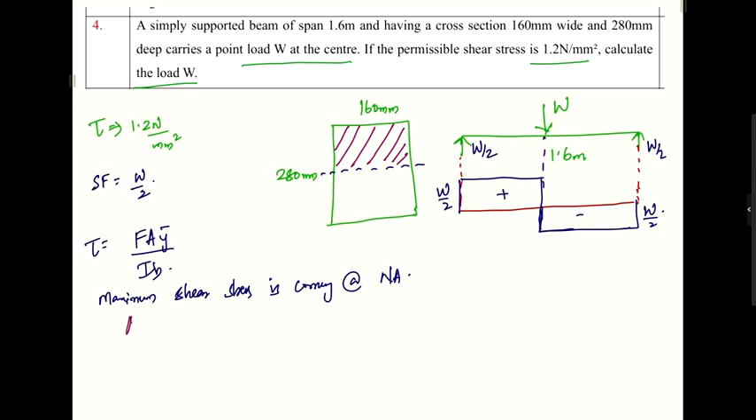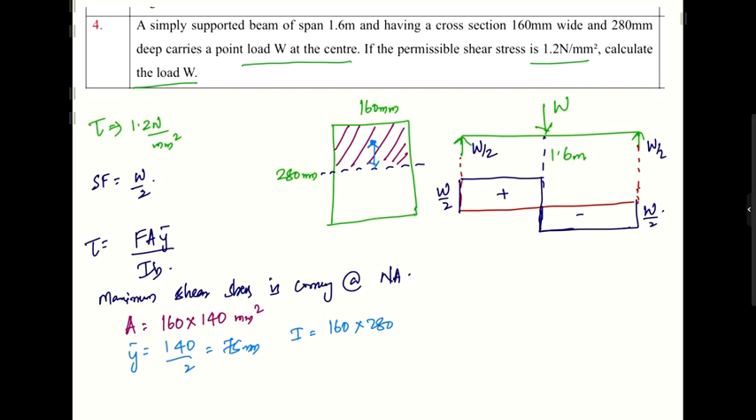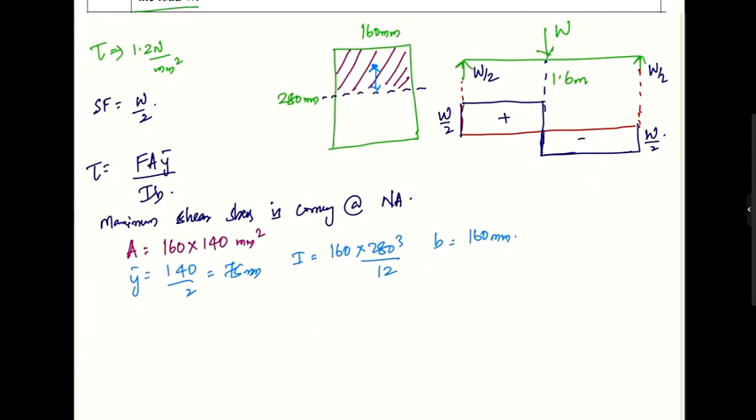So I will get the value for area as 160 into 280 divided by 2, that is 160 into 140 mm square, right? And the value for y bar, I could see this is my value for y bar. That is y bar is equal to 140 divided by 2, that is 70 mm. Is it fine? Is it okay? And I is the moment of inertia of the whole section, that is 160 into 280 cube divided by 12. And B is the width of the section considered, that is 160 mm. I hope you understood these values.